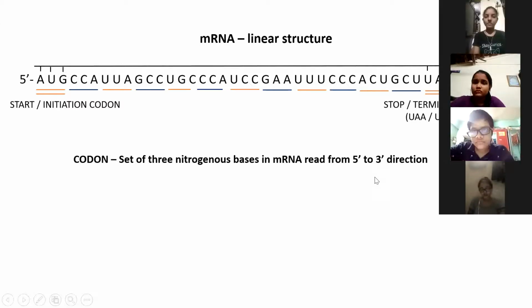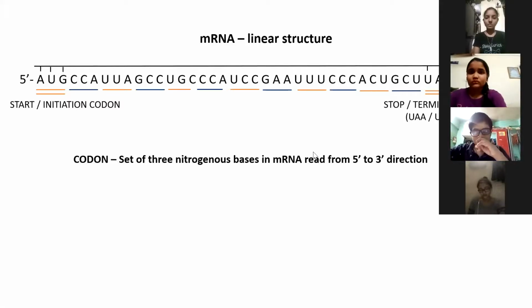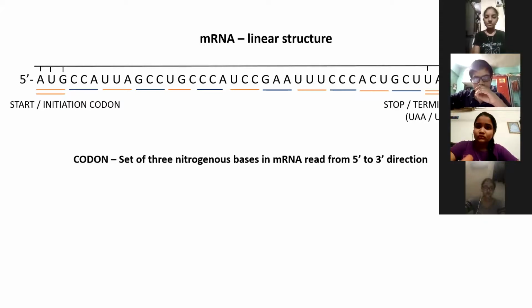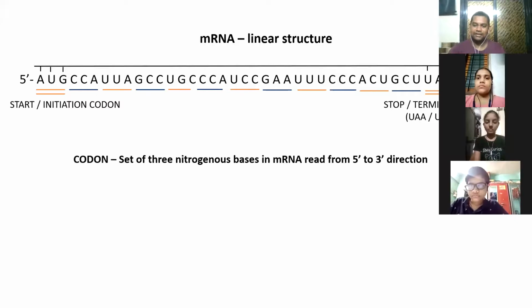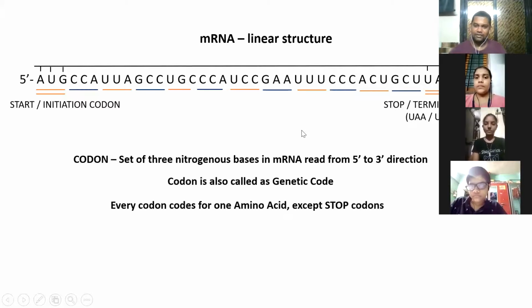All the other codons, I have shown you that table last time. Considering all the codons possible, we have a set of 64 possible codons. Out of the 64, these 3 are not coding for anything. So the other 61 are sensible codons. These 3 are nonsense codons. All these points you have to remember. And codon is also called the genetic code that we said. Every codon is coding for 1 amino acid.